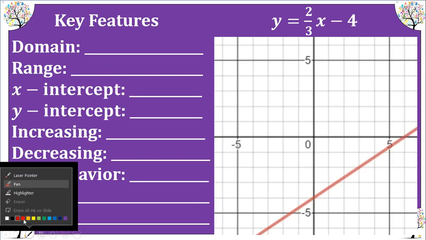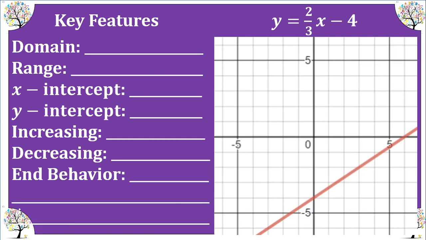Now, let's state the key features. Our domain: we have arrows on the ends, even though they're not on here, you really just always take it that there are arrows on the ends of our graph unless we have endpoints shown. So the domain, our x values continue forever left and right. We can use any x value for this function. This function can also take on any y value, so we have all real numbers. This graph crosses the x-axis at the x-intercept (6, 0).